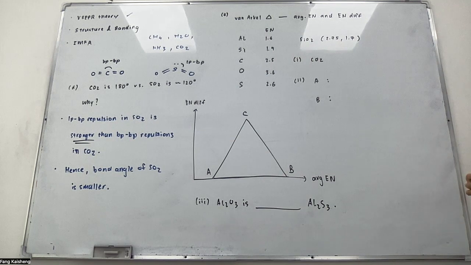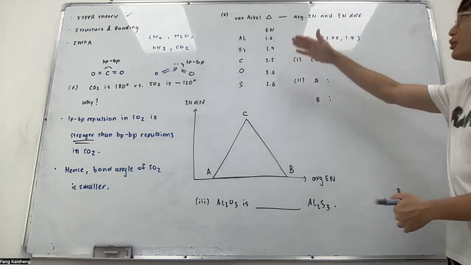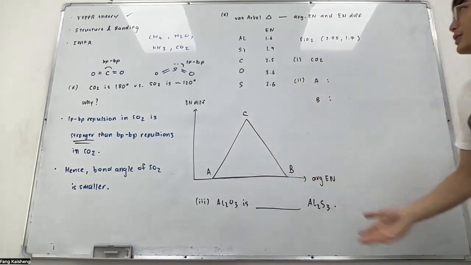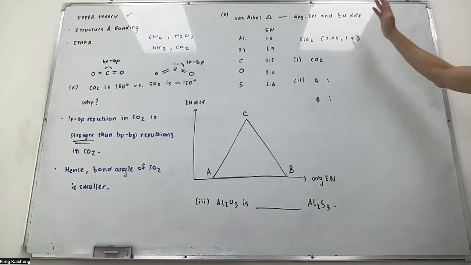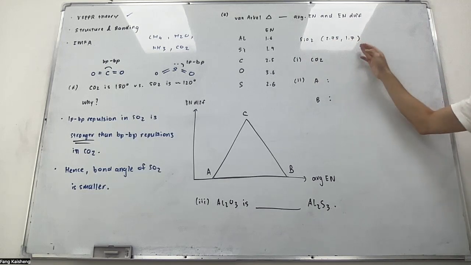Now you're going to slowly see more things like this. This is a very easy application. Van Arkel just tells you about the type of bonding in the 3 points of this triangle. I'm pretty sure you've read the whole thing already. I hope you all can understand why the numbers are like this. Anyone need me to explain?